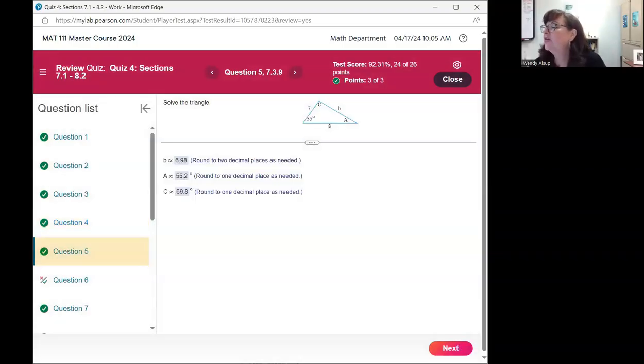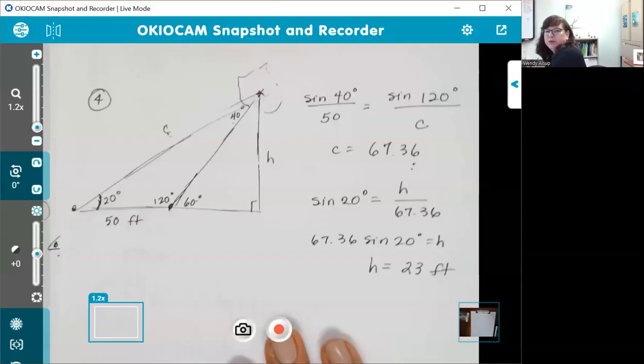Solve the triangle. All right, we've got a side angle side. You cannot use the law of sines. You got to go with the law of cosines here. All right, so let's go back here to where I worked this out. You got to go with the law of cosines.